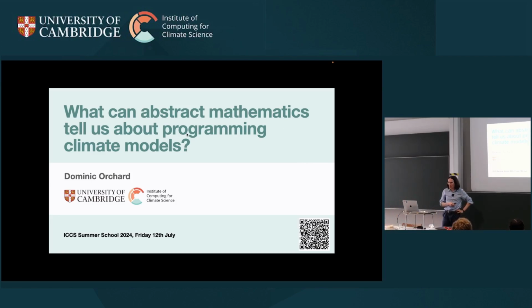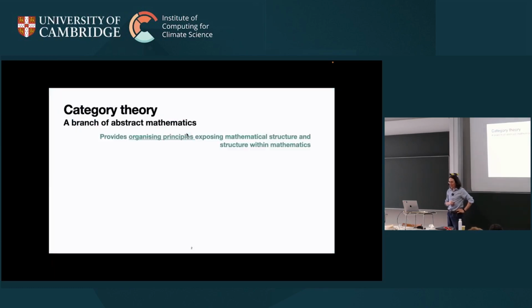Okay, so what can abstract mathematics tell us about programming climate models? So we're going to be talking about a branch of mathematics today called category theory. It's a kind of abstract area in mathematics that arose from the 1940s, 1950s. People were looking at a way of systematizing different notions of structure preservation. We call them homomorphisms in mathematics. It came out from algebraic geometry and other areas.